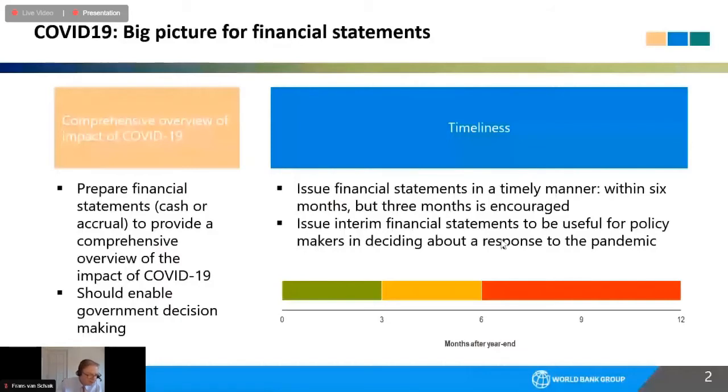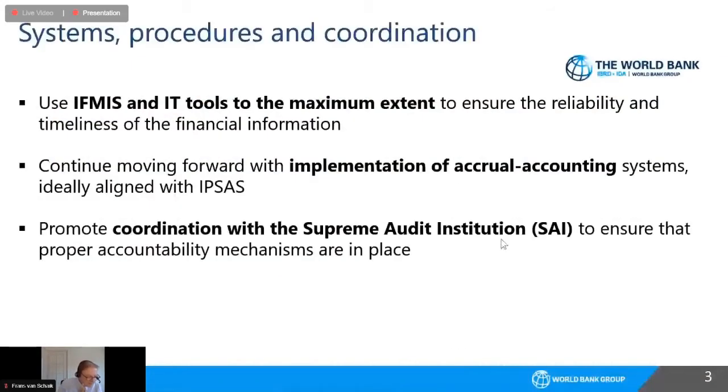Moreover, another recommendation is to promote timely preparation and assurance of interim financial reporting, which could be monthly or even weekly or daily, to ensure that policymakers are still able to make timely decisions in terms of the pandemic response.